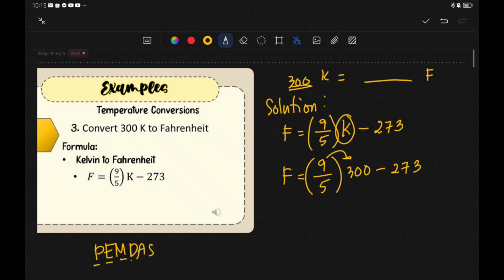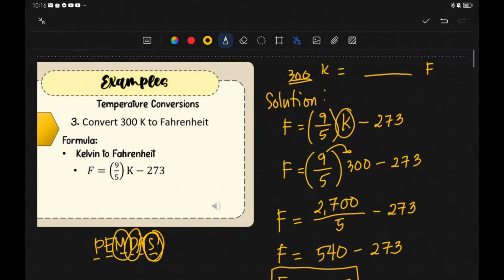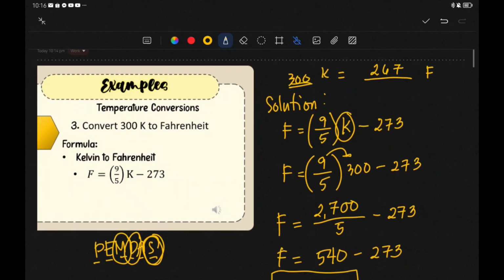Parentheses, exponent, multiplication, division, addition, subtraction. Multiplication comes first before subtraction. So, let's first multiply 9 times 300. That's 2,700 over 5 minus 273. Next, we need to divide first, since division comes before subtraction. 2,700 divided by 5, that is 540 minus 273. Now, 540 minus 273, that is equal to 267. So, this is our Fahrenheit, 267.